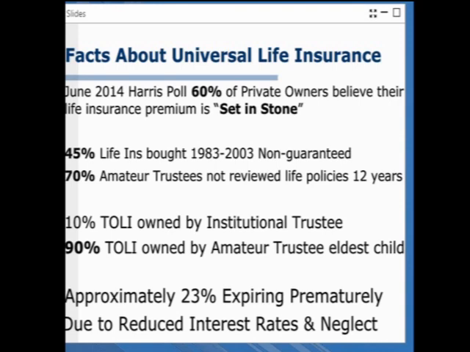As a result, approximately 23% of those non-guaranteed policies are today expiring prematurely due to the inaction and due to the reduced interest rates.